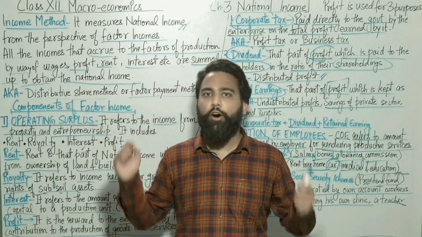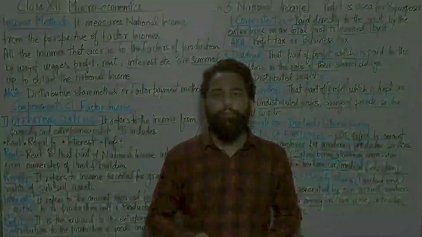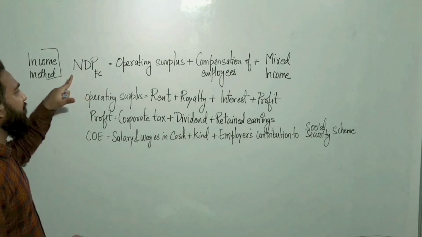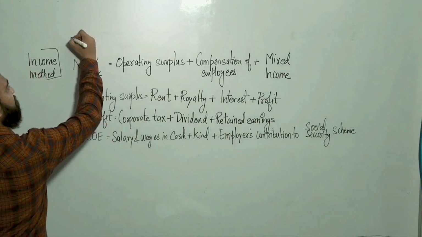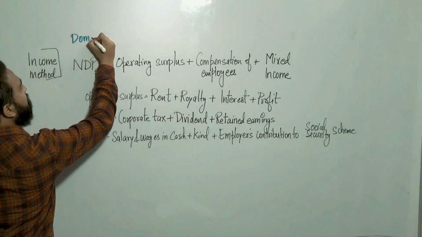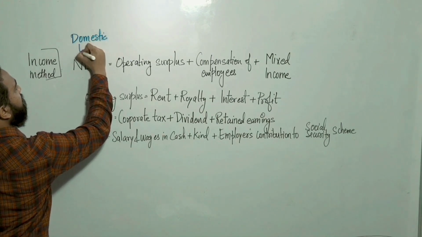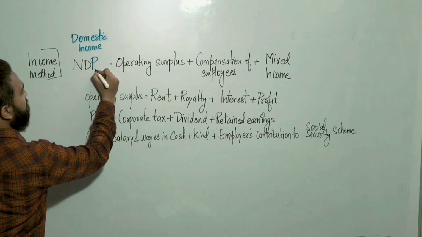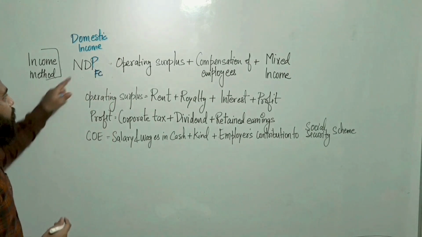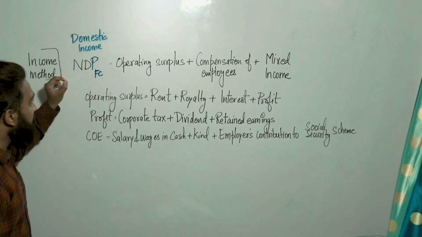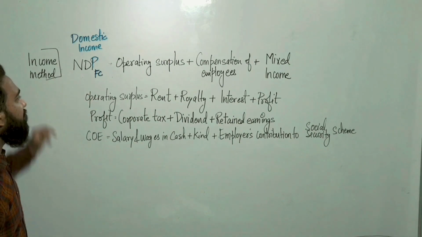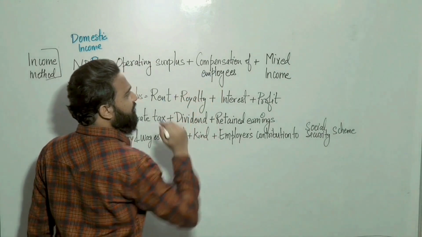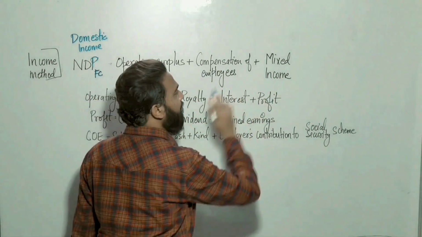Let's come to the formula of this method. Let's revise it once again. With the help of income method, we calculate NDP-FC. NDP-FC means domestic income. How do we calculate the NDP-FC, domestic income, with the help of income method? We add the operating surplus, compensation of employees, and mixed income.